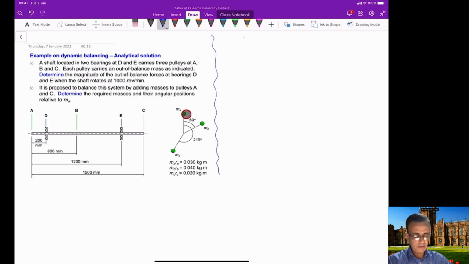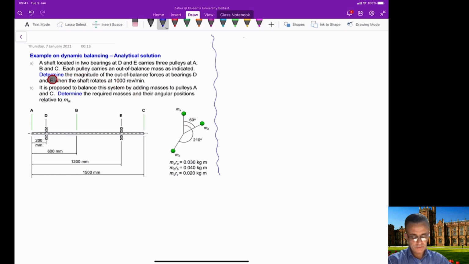The out of balance mass at location A is shown here. The out of balance mass at location B is at an angle of 60 degrees to the vertical. And similarly, the out of balance mass at location C is at an angle of 210 degrees to the vertical.